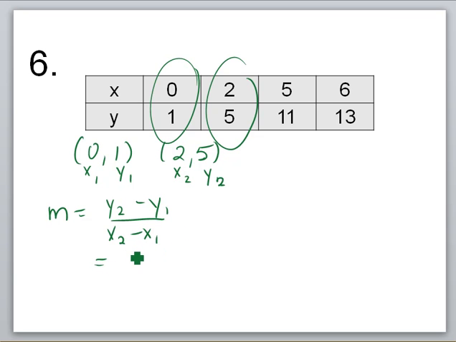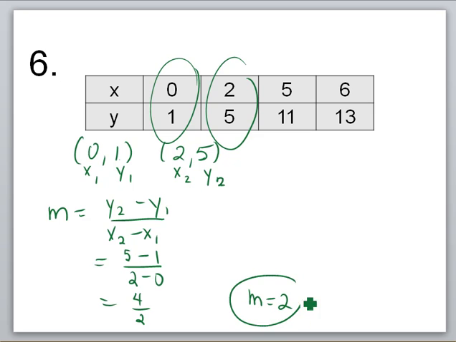y2 is 5. y1 is 1. x2 is 2. x1 is 0. So I end up getting 4 over 2. 4 over 2 reduces to be 2. So my slope is 2.